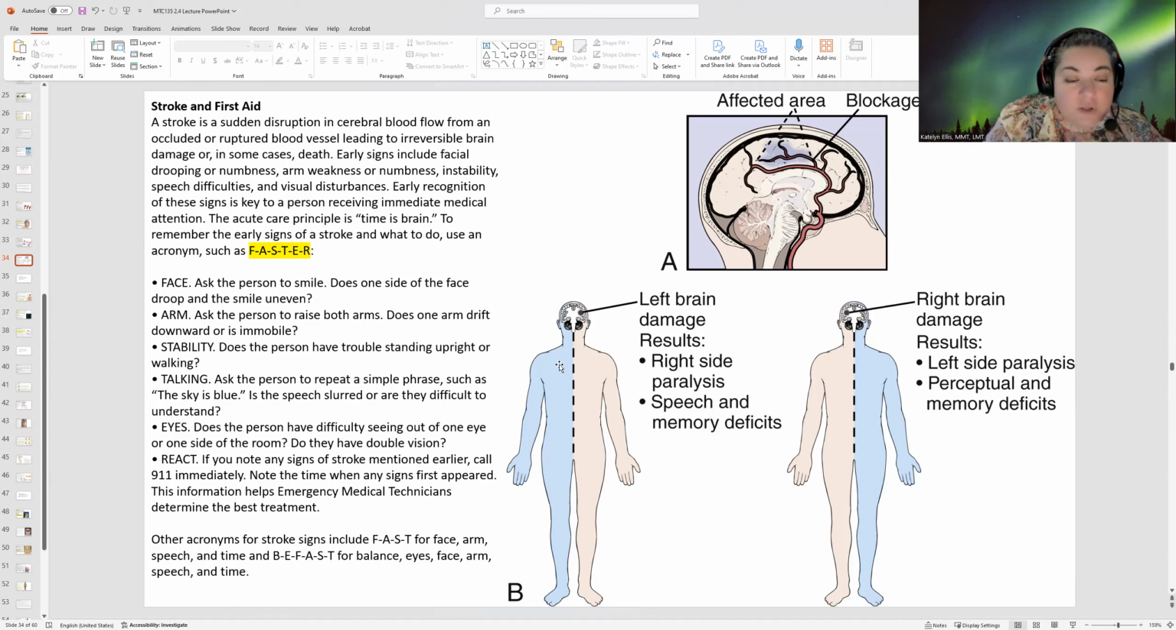Is the speech slurred or are they difficult to understand? Do they not understand what you're saying? Eyes, does the person have difficulty seeing out of one eye or one side of the room? Do they have double vision? And then react. If any of these things are an issue, please call 911 immediately. Again, the acronym is FASTER: face, arm, stability, talking, eyes, react.